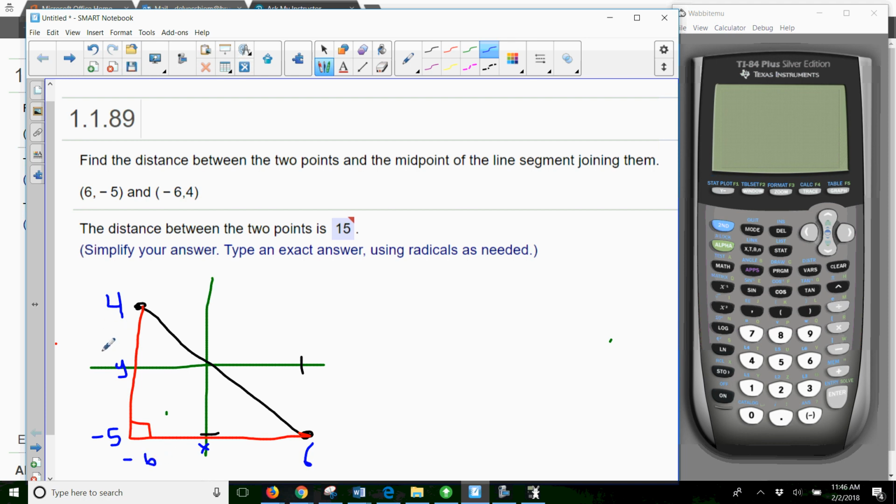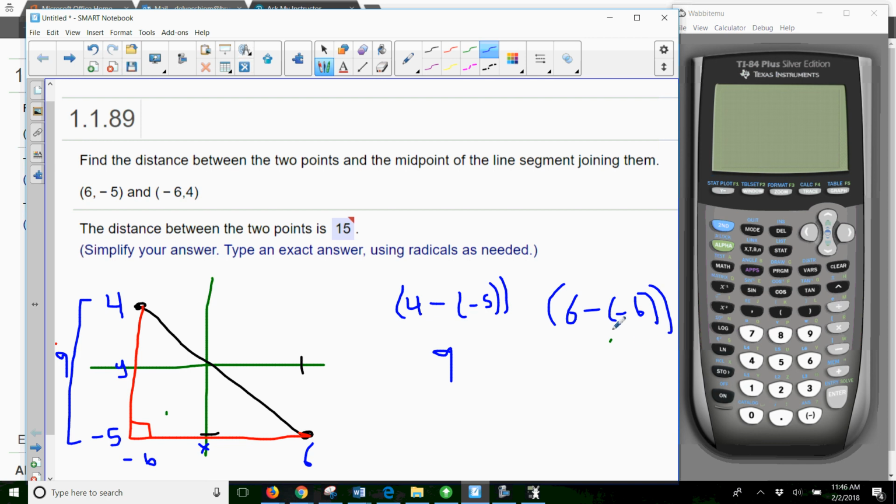Okay, so if I wanted to find the actual height or the length of this y component, I could take my top end point, which is 4, and subtract my low end point, which is -5. If we subtract those, we have the 2 negatives, so it's 4 plus 5, or 9. So this height right here is 9. In my x direction, I have my right endpoint minus my left endpoint, which is -6. So that becomes 6 plus 6, or 12. So the x component is 12.